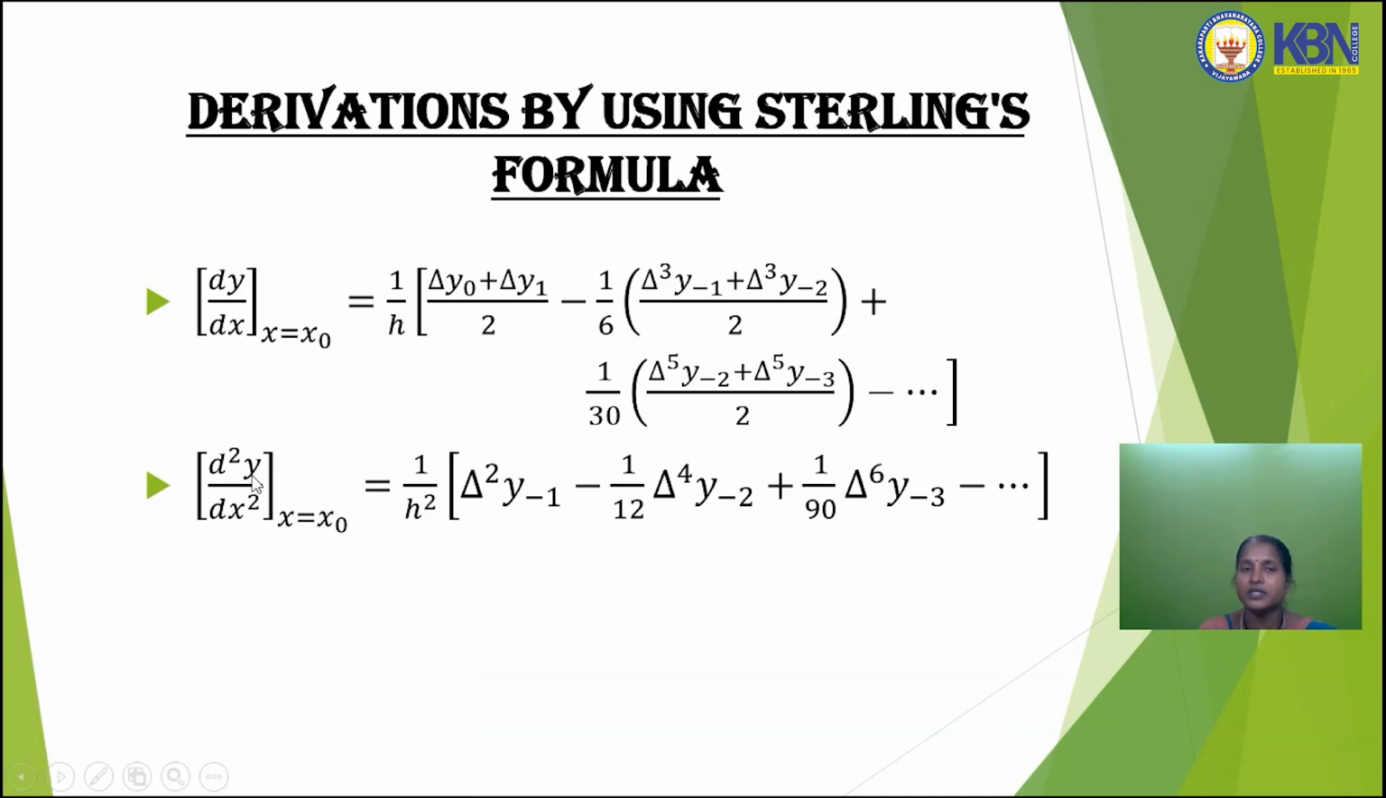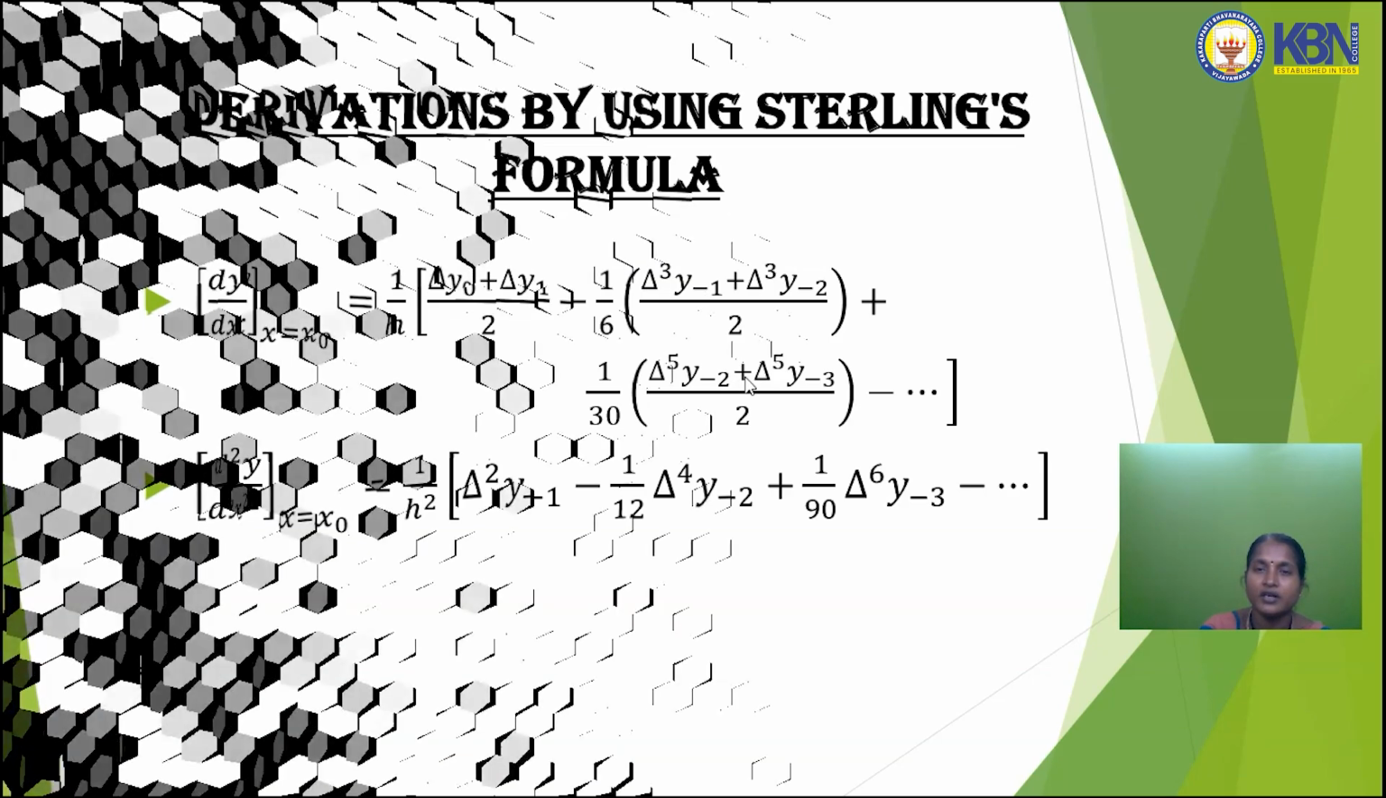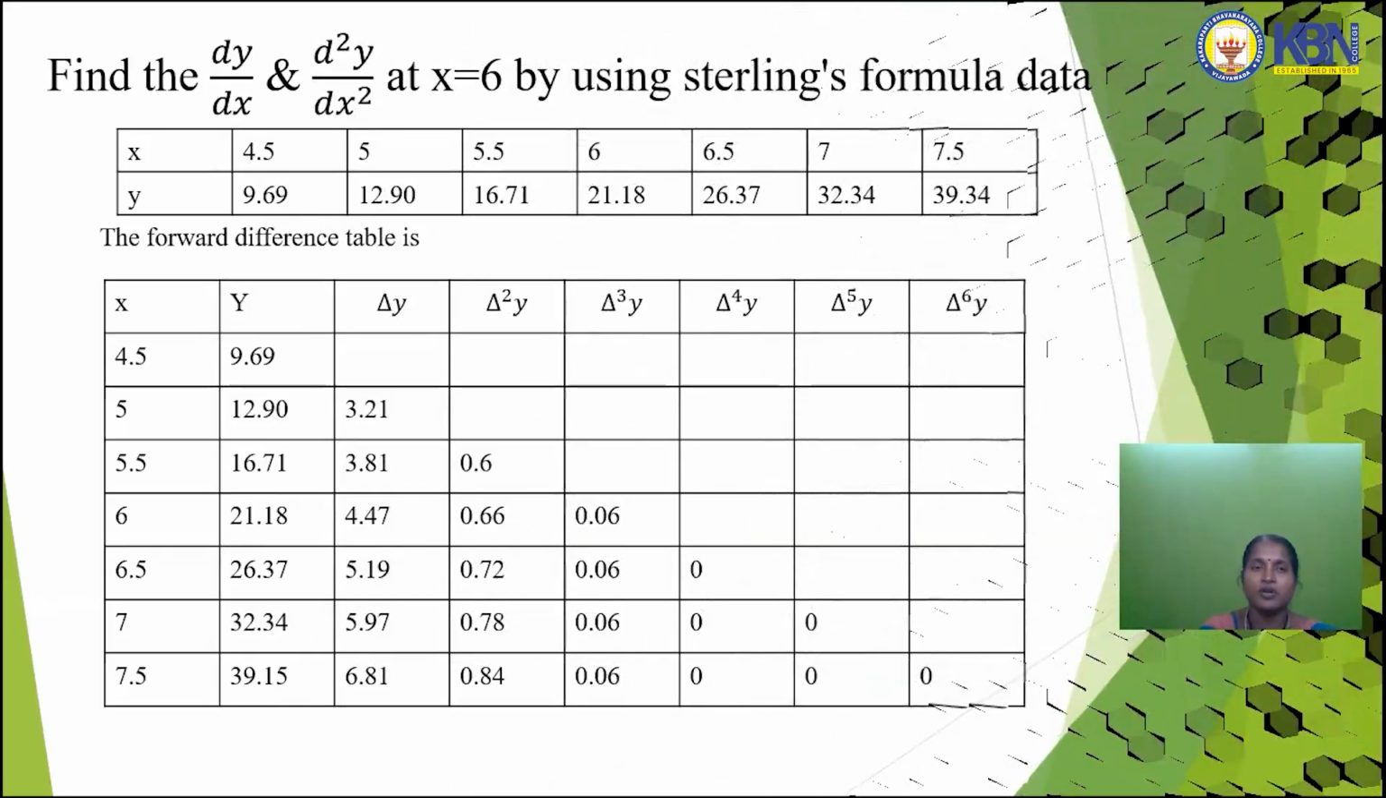Second derivative d square y by dx square at x is equal to x naught formula goes to 1 by h square into delta square y minus 1 minus 1 by 12 delta power 4 y minus 2 plus 1 by 90 delta power 6 y minus 3 minus and so on. Here all are in even powers: 2, 4, 6. First derivative has odd powers: 1, 3, 5. Okay, right. Now we can do a small problem in this method.